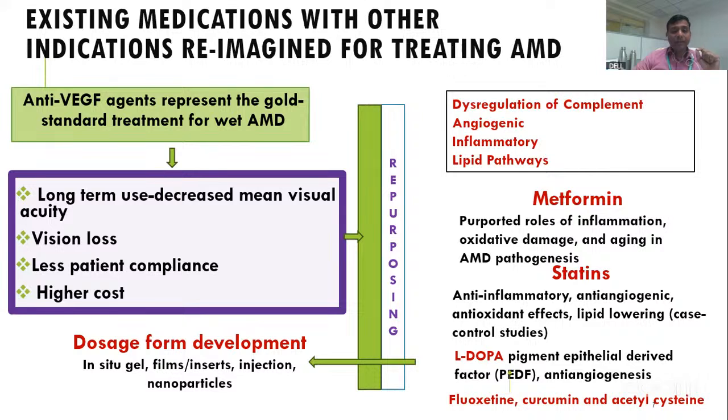So there is a need for rethinking or reimagining the development of safe-profile drugs which can be repurposed for AMD. If you see the pathophysiology of AMD, angiogenesis, inflammatory, and lipid pathways are very prominent. By looking at this strategy, metformin, statins, L-DOPA, and other drugs like curcumin have properties like anti-angiogenic. Metformin is anti-angiogenic, statin is also anti-angiogenic, anti-inflammatory, antioxidant, with lipid lowering capacity. So you can use it as a multiple strategy, you can adapt it, and these drugs can be repurposed.